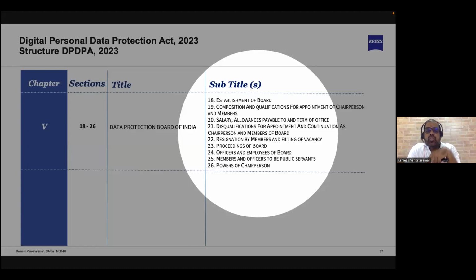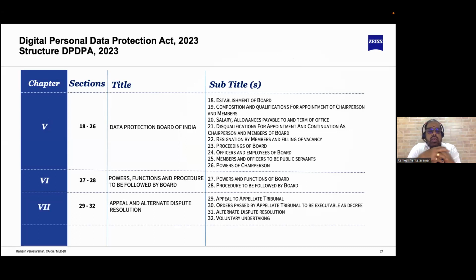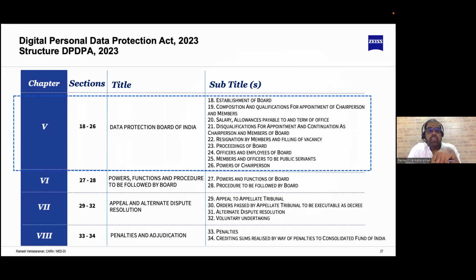I don't think we need to worry about other things because these are administrative: the powers and functions, and the procedure to be followed. And this is quite interesting: appeal and alternate dispute resolution, right? How to appeal to the appellate tribunal, voluntary undertaking, etc. Penalties, quite interesting for you and me to be aware of. Anyway, we have a separate section.